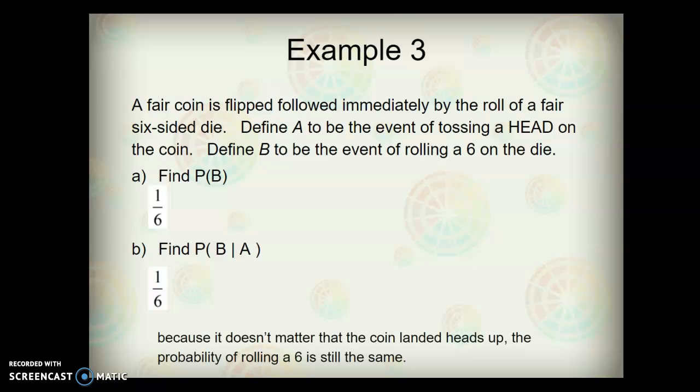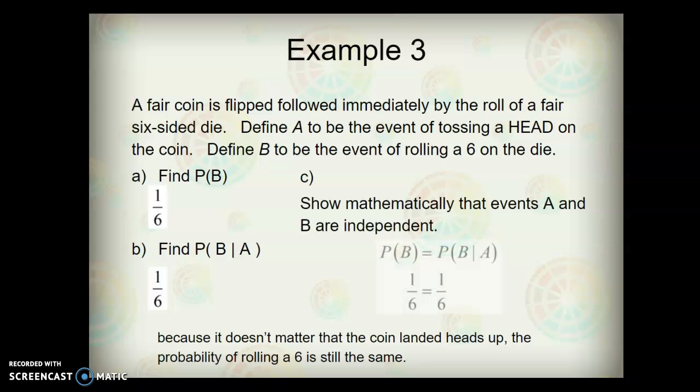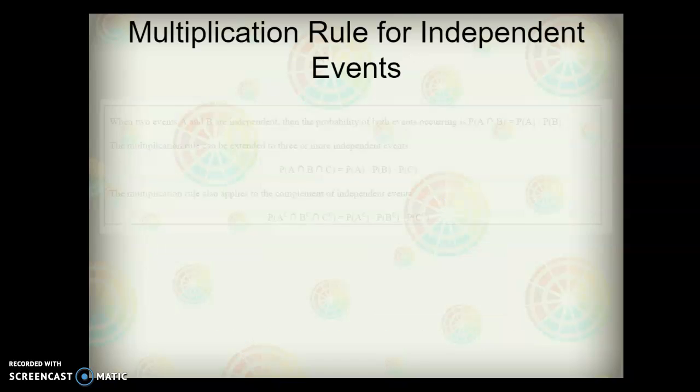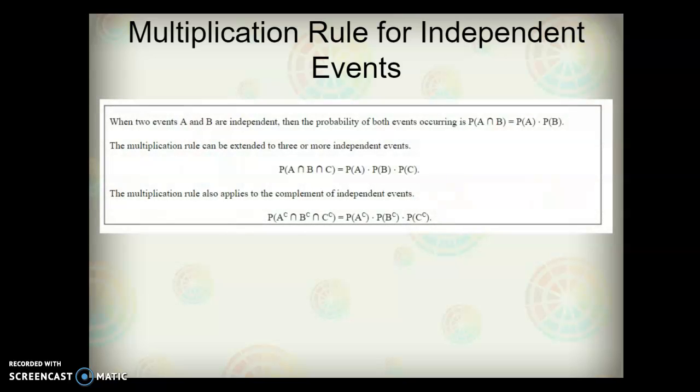Because those probabilities are equal to one another, we can say that those events are independent of one another. The probability of B is equal to the probability of B given A. The outcome of that flip of the coin did not have any effect on the outcome of the roll of our die.